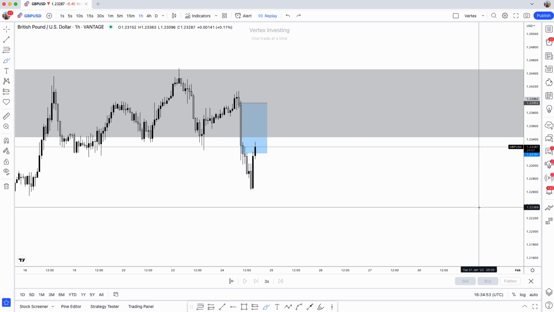But overall, it was a great move for me. It was getting quite boring not catching anything, so it was nice to catch a move. And this was at the very end of my session, so maybe I should sit to the end of my session. I'll be honest, I'm trying to limit my chart time massively, and I tend to just walk away as soon as London opens because I've not caught the trade.